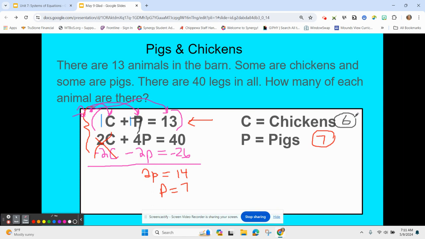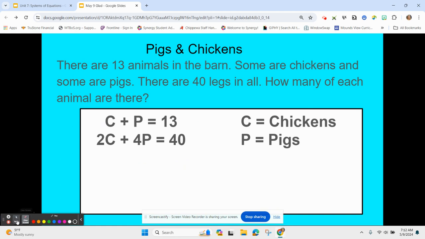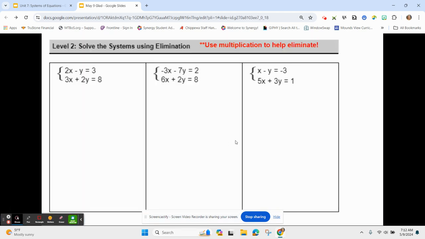And so here, notice that I did not write that as an XY coordinate point simply because we have labels. We have chickens and pigs. And I could put the 6 in for the C, and the 7 in for the P to double check that the number of legs work out, but they do. So that is an example of what we're going to do today. We've got to force some multiplication to make our equations cancel.